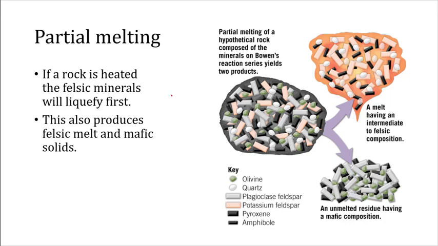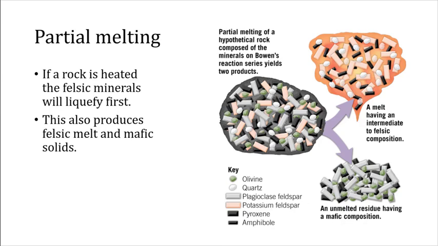Okay, if you heat a rock, the felsic minerals will liquefy first, right? They will melt first, okay? So once again, now I have felsic liquid. That felsic liquid can go somewhere else and make felsic rock, and then what's left behind are the mafic minerals. And if I heat it enough, I'll eventually melt those mafic minerals. But if I don't, what I'll end up with is a felsic or an intermediate liquid with some mafic residue left behind, right?